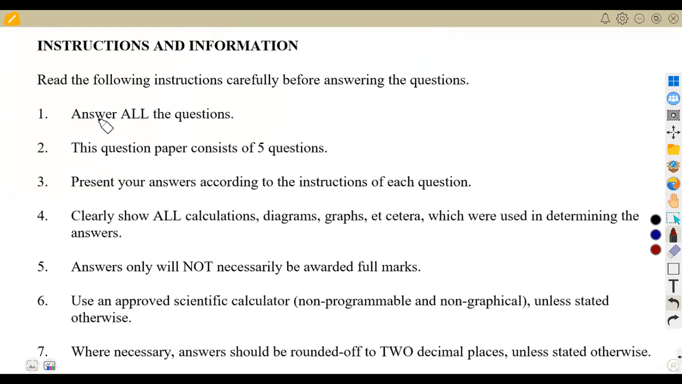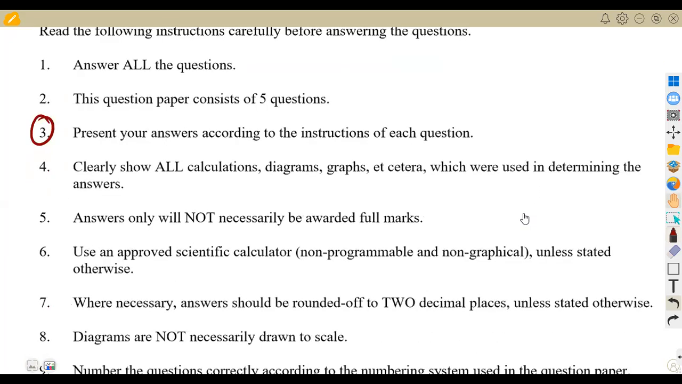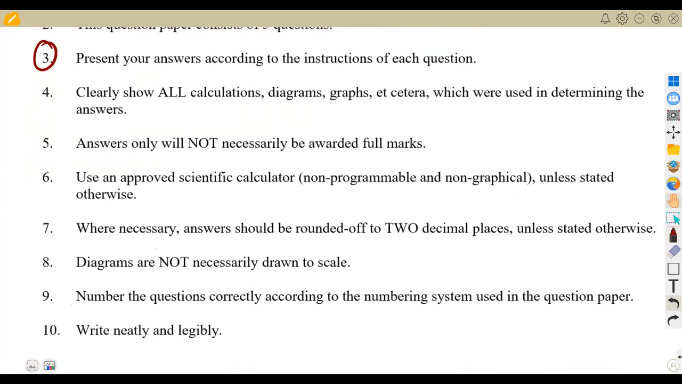Remember that you are supposed to go through your instructions and information, and make sure that you read everything. Present your answers according to the instruction that you're given for each question, and also clearly show all calculations, diagrams, graphs, etc. which were used in determining the answer. Answers only will not necessarily be awarded full marks.